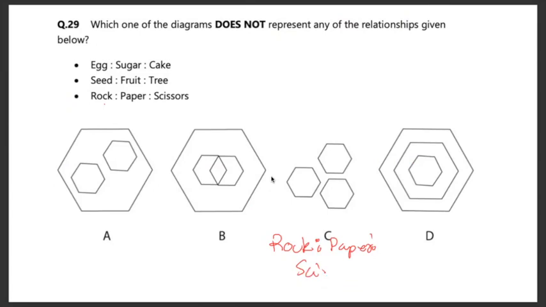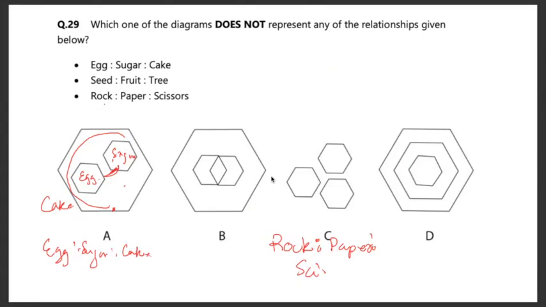Egg, sugar, and cake is this, where this represents cake, this is egg, and this is sugar. There's no common element between egg and sugar, but they both are a part of cake along with other parts. So this is egg, sugar, and cake.